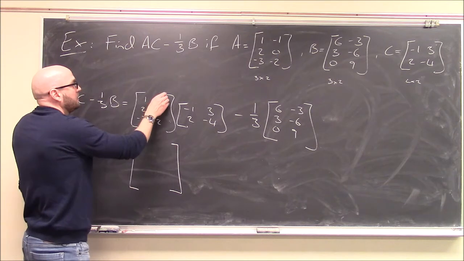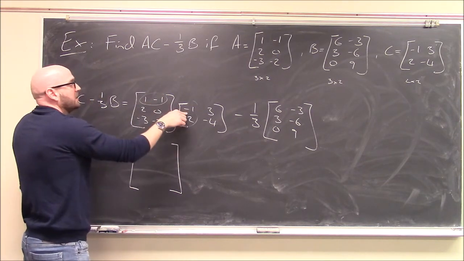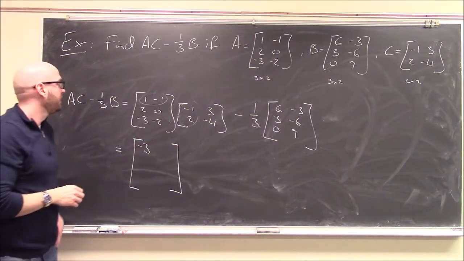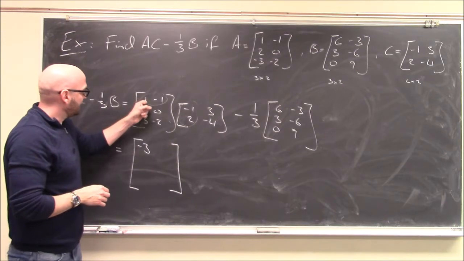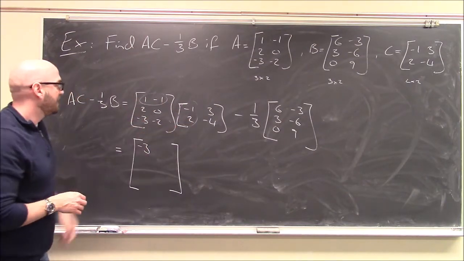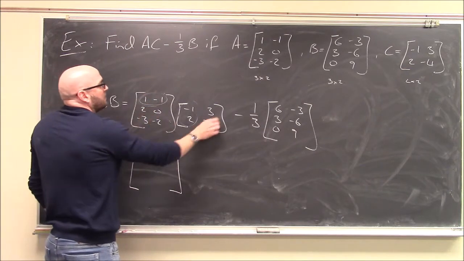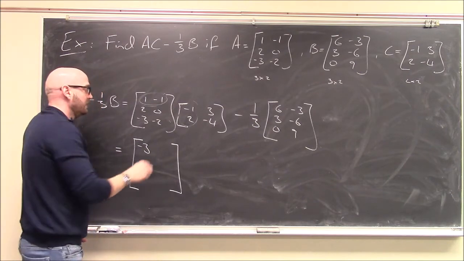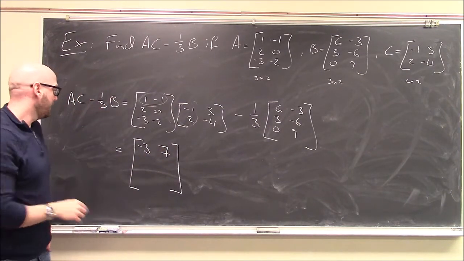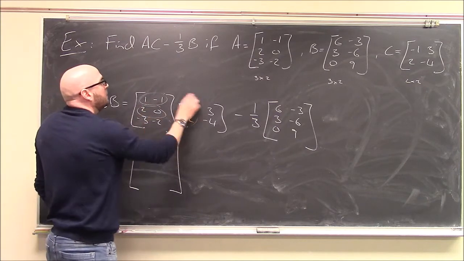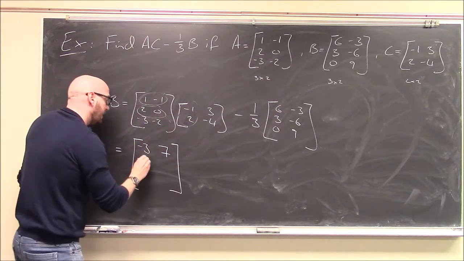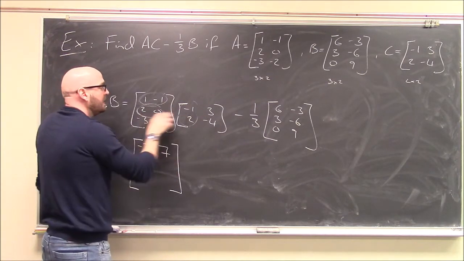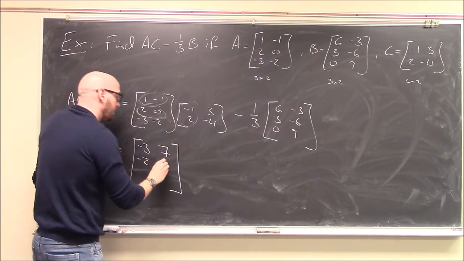And what do we have? First row, first column: 1 times minus 1 is minus 1, plus minus 2, so minus 3. Right, a lot of negatives there. Let me just double check that. We got minus 1, minus 2 is indeed minus 3. First row, second column: 1 times 3 plus minus 1 times minus 4, so 3 plus 4 is 7. Second row, first column: 2 times minus 1 plus 0 is minus 2. And second row, second column: 2 times 3 is 6, plus 0 times minus 4 is 6.